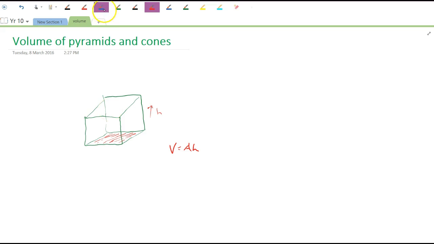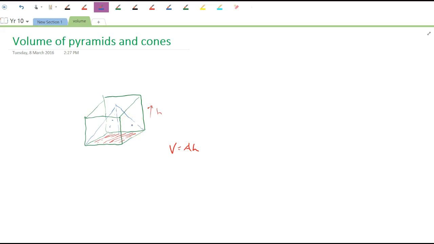Okay, but what about a pyramid? Let's try and test my skills here and try and draw a pyramid that sits on the same base. So I'm going to try and draw a square base pyramid here that sits on the same base. Just drop that down there, and okay, so there's a pyramid. Let's say it's got the same height, it's got the same base, but obviously it's a pyramid and not a prism, so it's got a smaller volume.